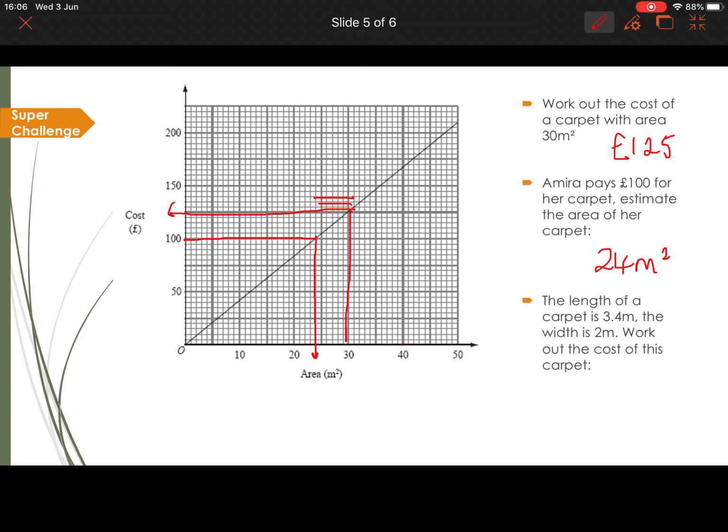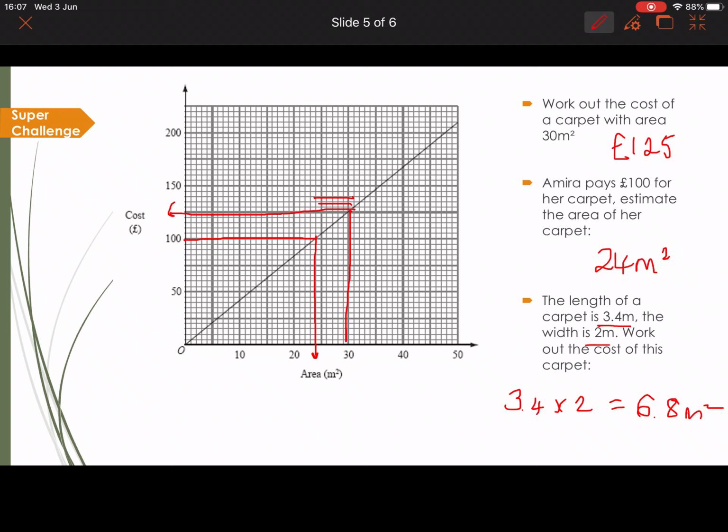And finally, the length of a carpet is 3.4 and the width is 2. Work out the cost of the carpet. So because my graph works with area, I need to first find the area. Now hopefully we know that area of a rectangle is length times width. So I need to do 3.4 times 2. And there are loads of ways that you can do this. You can use column method, you can use grid method, it doesn't really matter. But you should get the answer 6.8 metres squared.